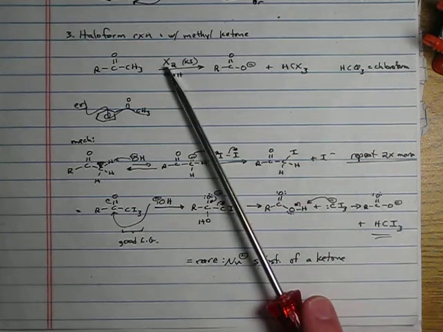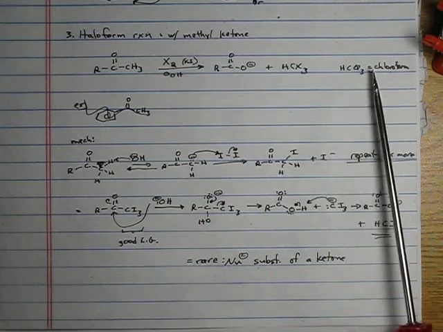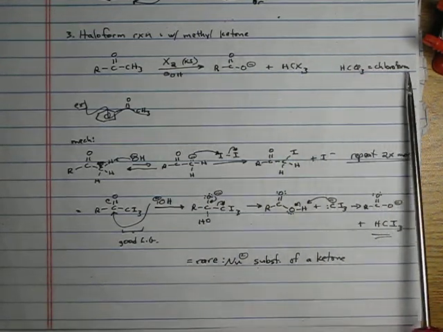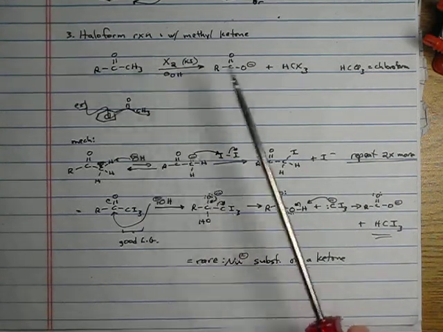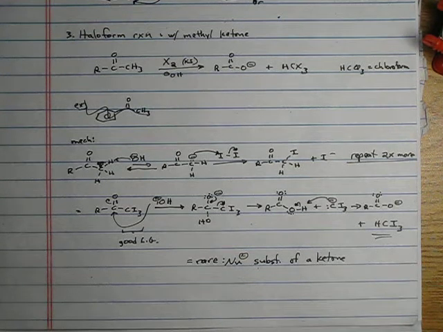Let's look at this. If this was chlorine here, that would be HCCl3, chloroform. If this was bromine, this would be bromoform. That's why we call it the haloform reaction. It's a really nice way of making chloroform. All right. Let's look at the mechanism here because there's some interesting points to it.